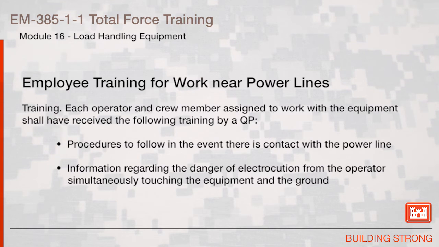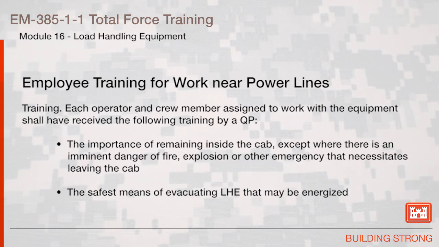There's specific training for employees to work near power lines. The training required includes that each operator and crew member assigned to work with the equipment shall have received the following training by a qualified person: the procedures to follow in the event there is contact with the power line, information regarding the danger of electrocution from the operator simultaneously touching the equipment and the ground, the importance to the operator's safety of remaining inside the cab except where there is an imminent danger of fire, explosion, or other emergency that necessitates leaving the cab, and the safest means of evacuating load handling equipment that may be energized.